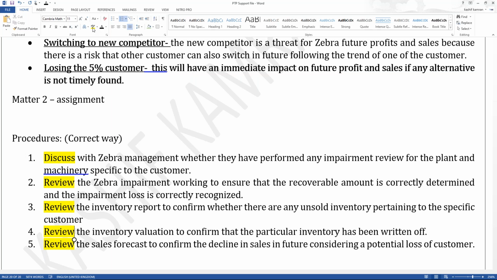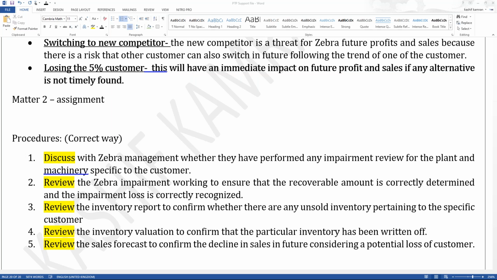Yes, a lot of you are giving me valid procedures. Yes, you can write those valid procedures. They're perfectly fine. You can also recalculate the impairment on the basis of the management working. You can also review correspondence with the other customers to confirm whether other customers are willing to switch. Are other customers willing to switch as well, or is it only this customer who is willing to switch?